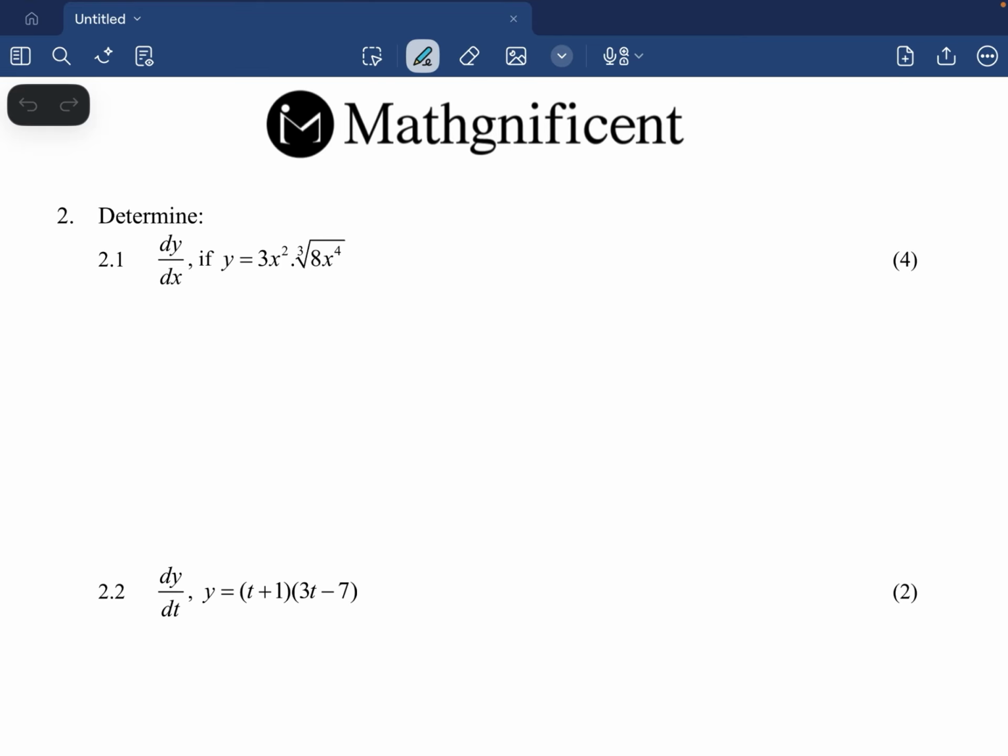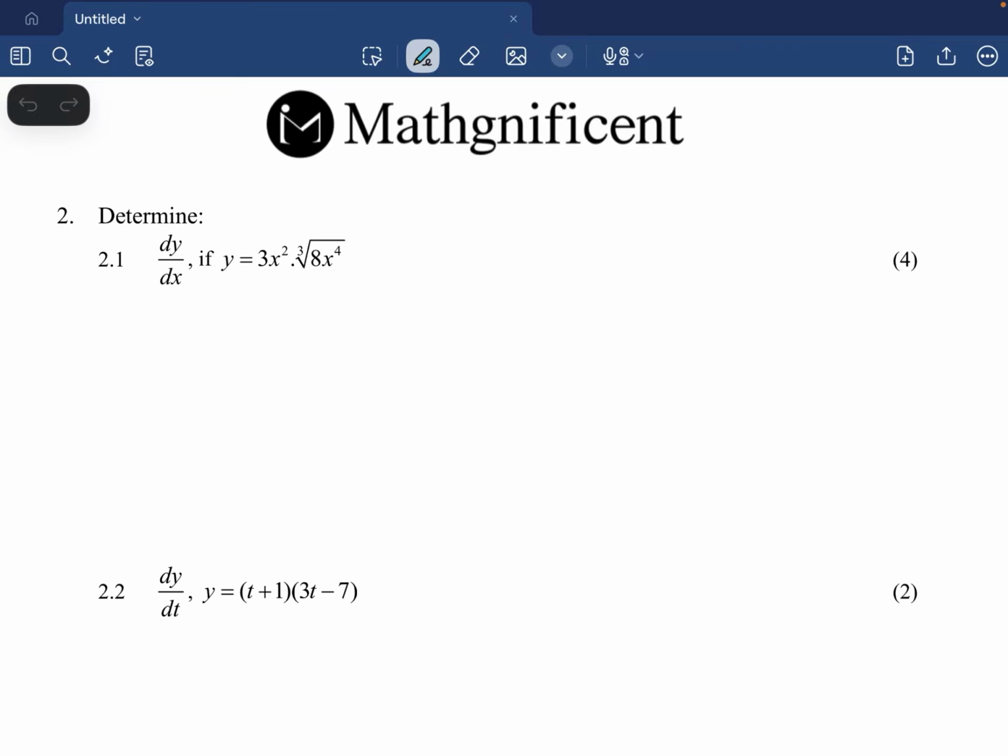We check whether there's a z. We check whether there's x on the denominator. Remember that we are differentiating with respect to x. So we must check whether there is x inside a radical sign, and whether there is x on the denominator, and then whether our expression is simplified, and that y is the subject of the formula.